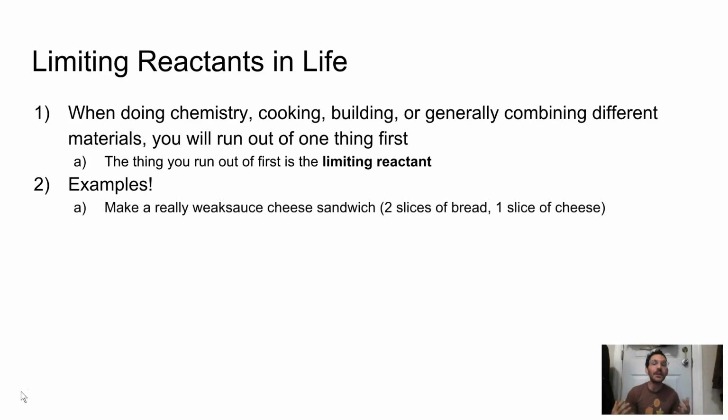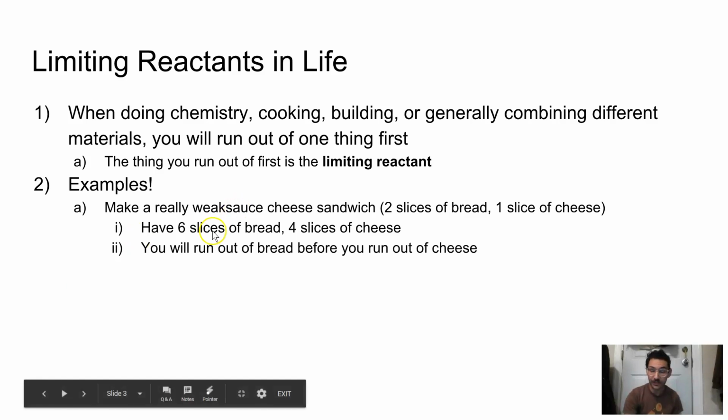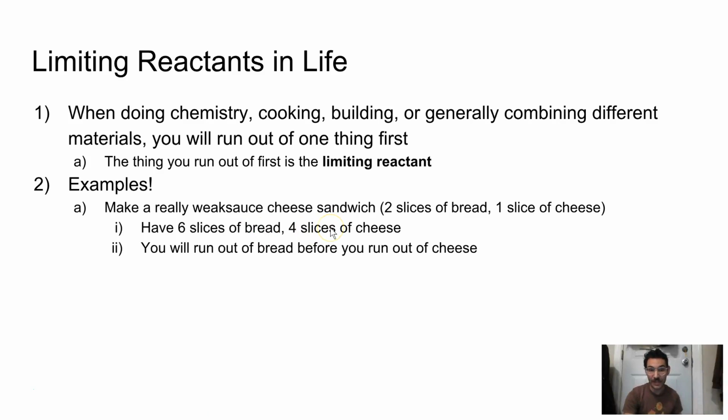Let's say you're making some really weak sauce cheese sandwiches. You've got 6 slices of bread and 4 slices of cheese. Based on our ratio, this is enough to make 3 sandwiches based on the bread, and 4 sandwiches based on the cheese. We're going to run out of bread before we run out of cheese. Bread is the limiting reactant here.